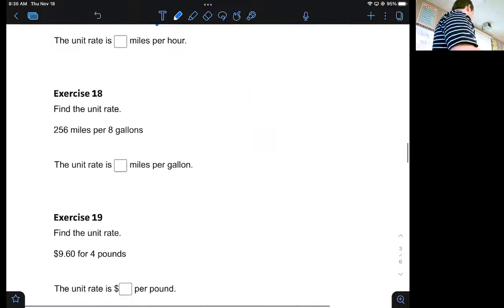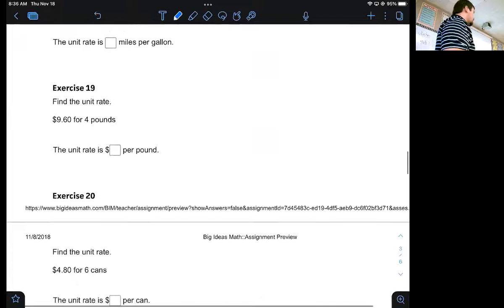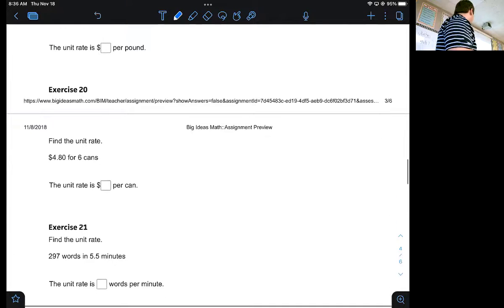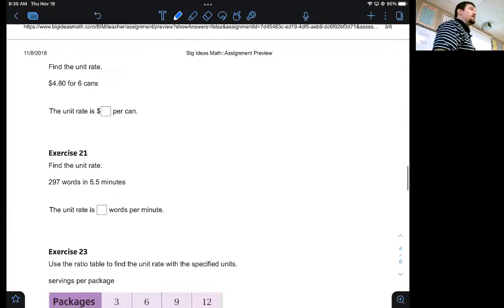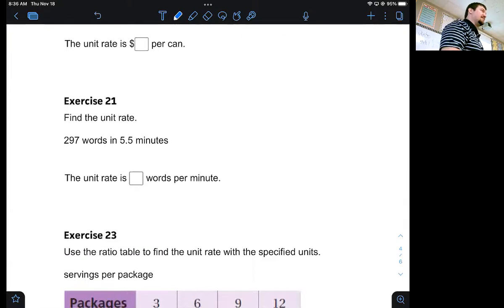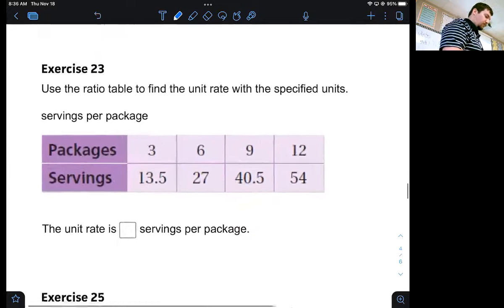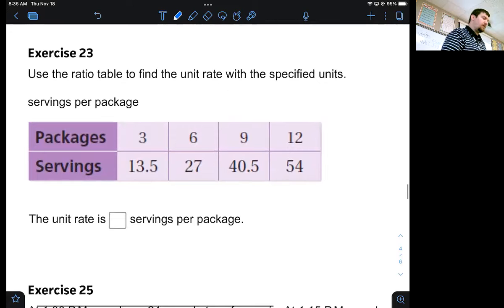Do the same thing for 18. Do the same thing for 19. Miles per gallon, dollars per pound for each pound, dollars per can, words per minute. Parker? No, because nobody knows what that means. But you can use W/MIN. Okay, number 23.